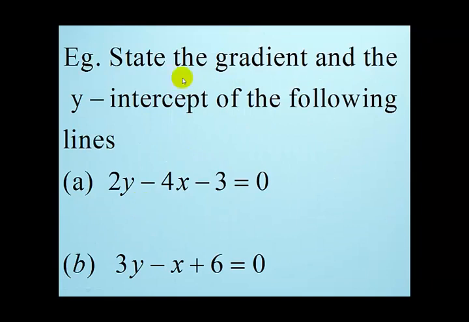Now let's look at this problem. State the gradient and the y-intercept of the following lines. 2y minus 4x minus 3 is equal to 0. 3y minus x plus 6 is equal to 0. Now these are the two lines, and from these two lines we have to state the gradient and the y-intercept. Now let's look at how we can solve this problem.